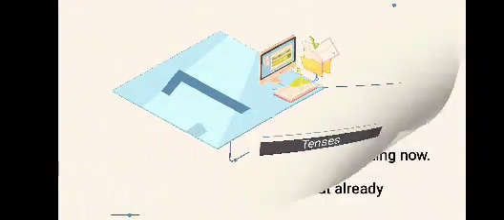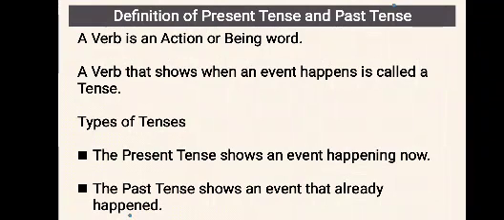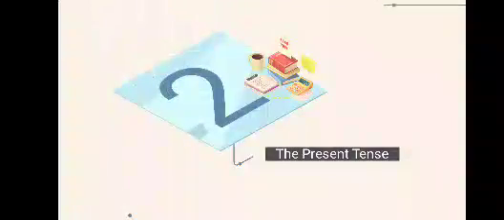The tenses. You've learned that a verb is an action or a being word. Examples of verbs like sit, go, jump, play, eat. A verb that shows when an event happens is called a tense. So the two types of tenses we'll be looking at today are the present tense, which shows an event happening now, and the past tense, which shows an event that already happened.